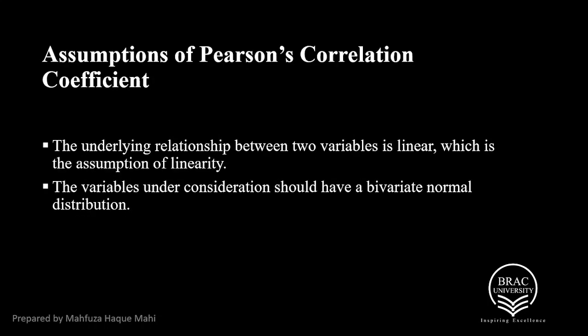Now look at the assumptions of Pearson's correlation coefficient. The first one is that the underlying relationship between two variables is linear, which is the assumption of linearity. The second one is that the variables under consideration should have a bivariate normal distribution. So, before using Pearson's correlation coefficient formula, we have to see whether the assumptions or requirements of Pearson's correlation coefficient are fulfilled or not.